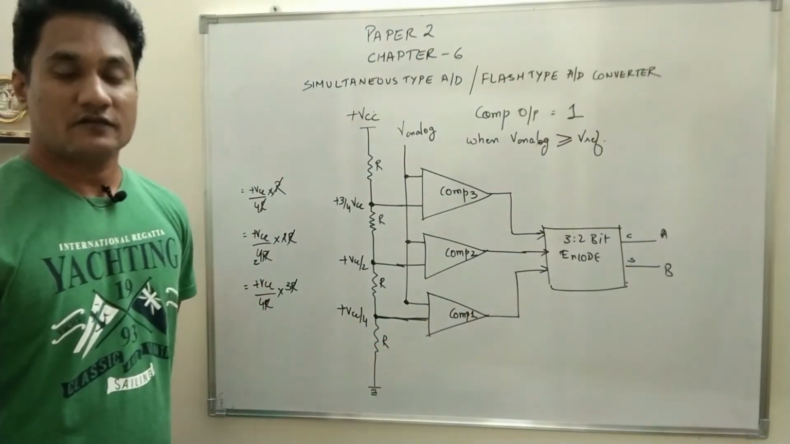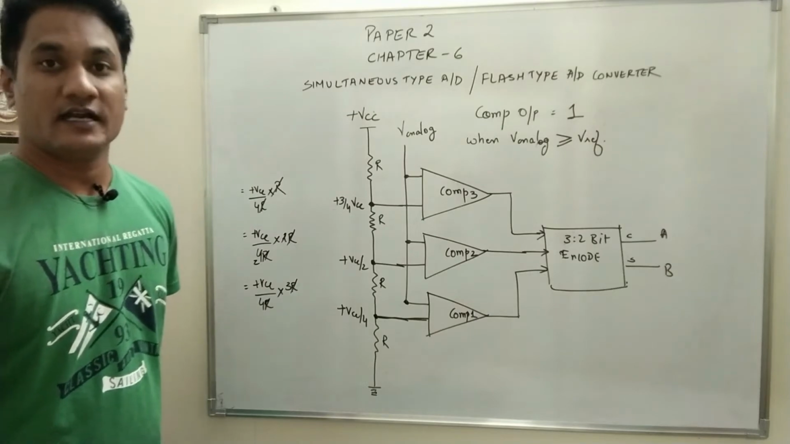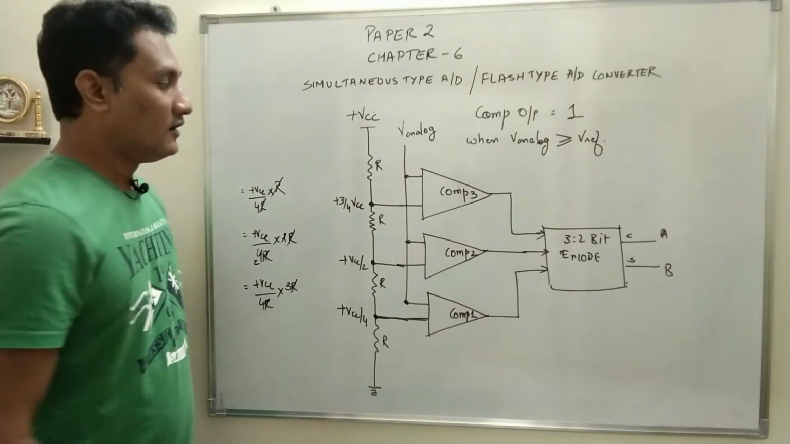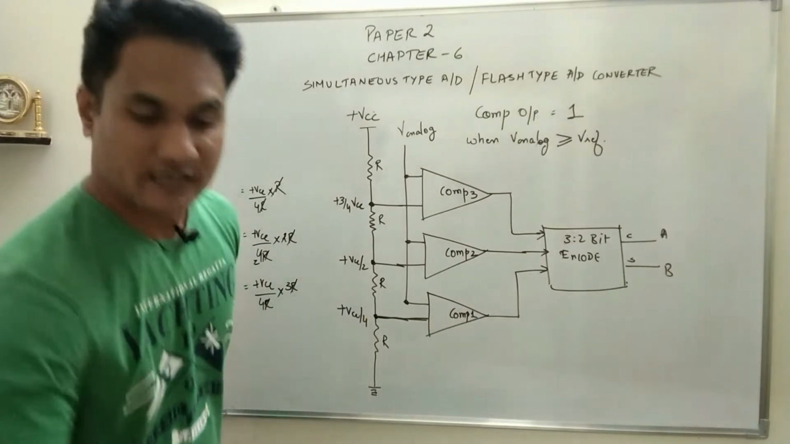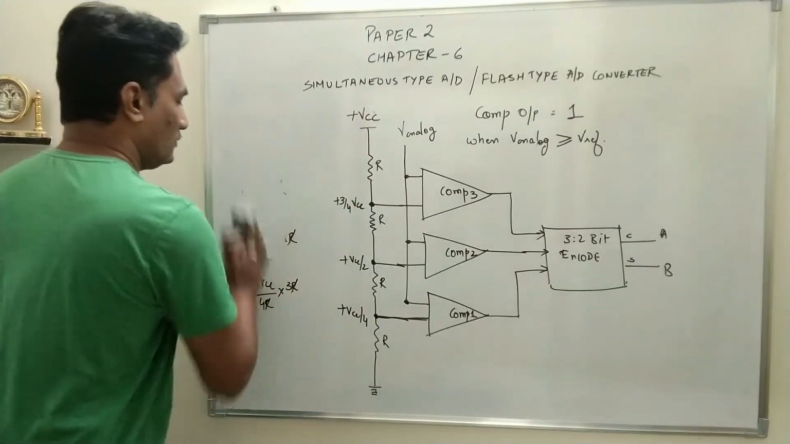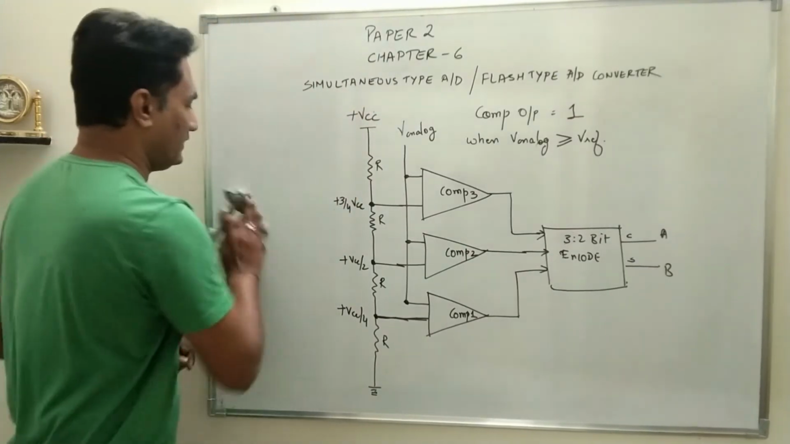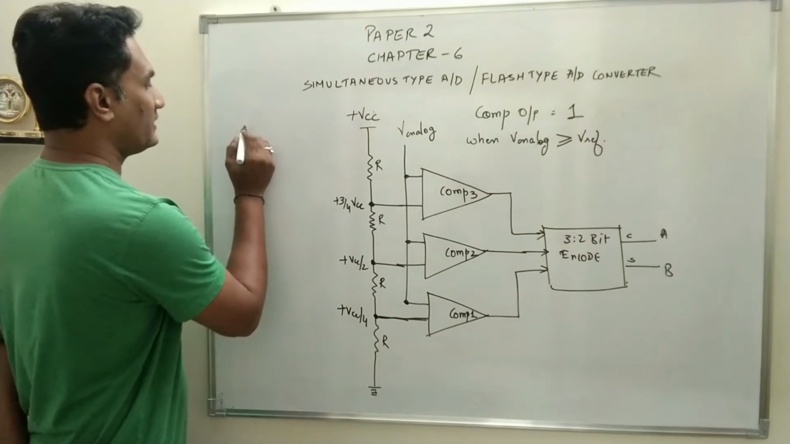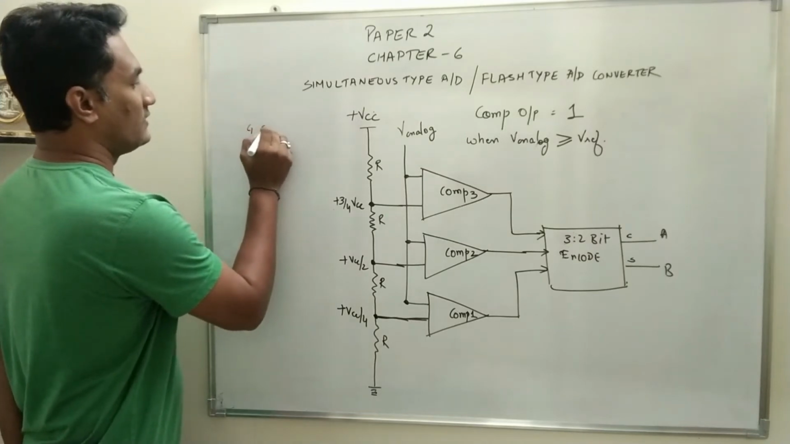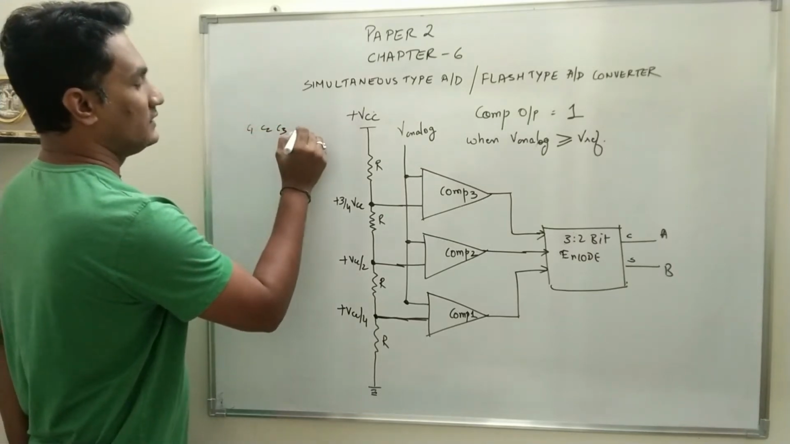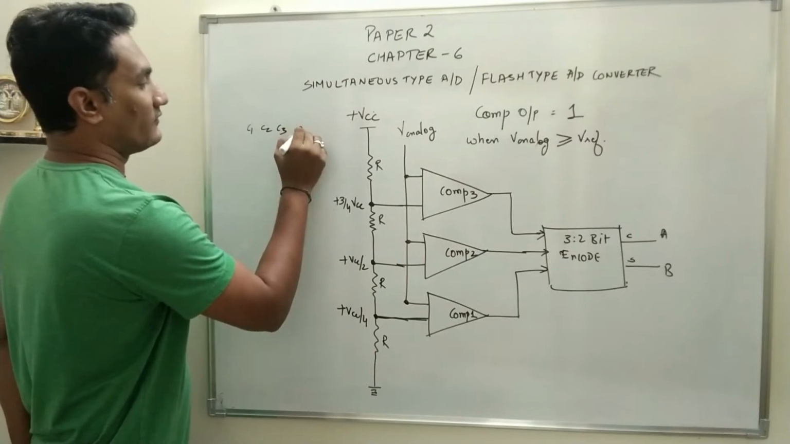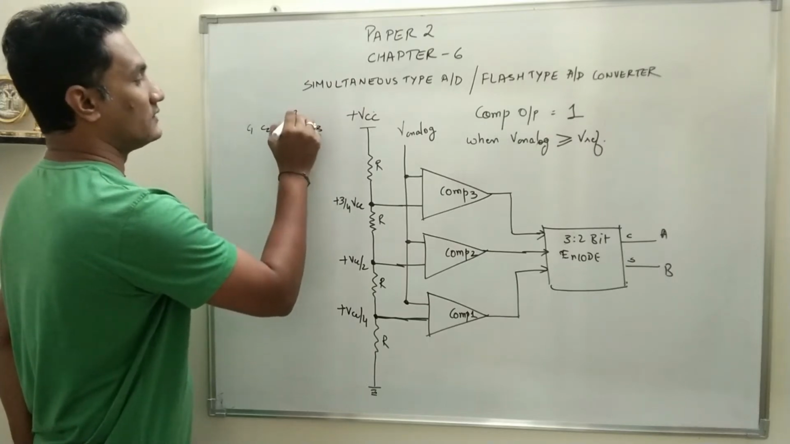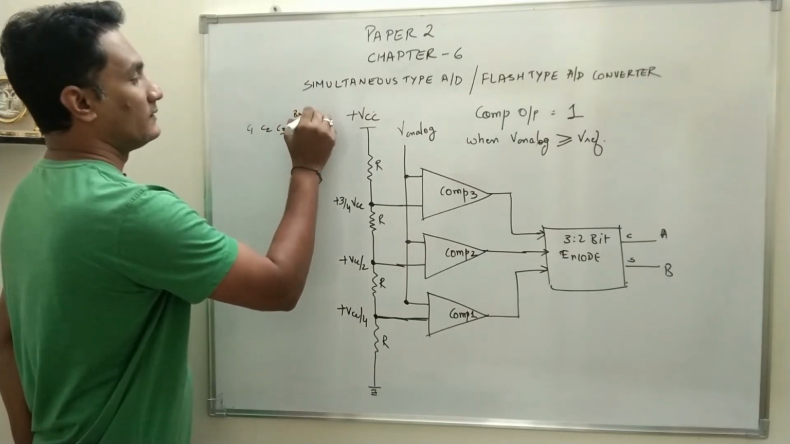On the basis of that, we will try to understand the working and the truth table for the simultaneous type A to D converter. So the truth table will be like this. How many comparators do we have? C1, C2, C3, and you have A, B, which is your binary output.